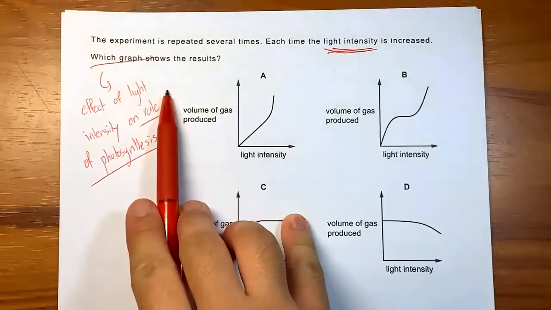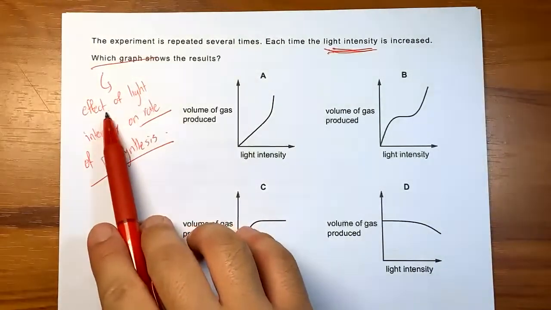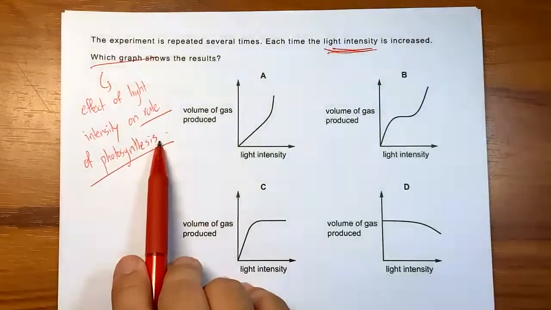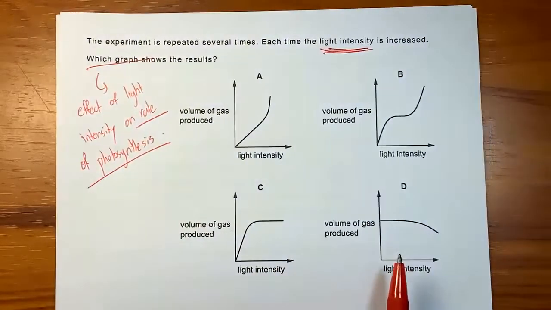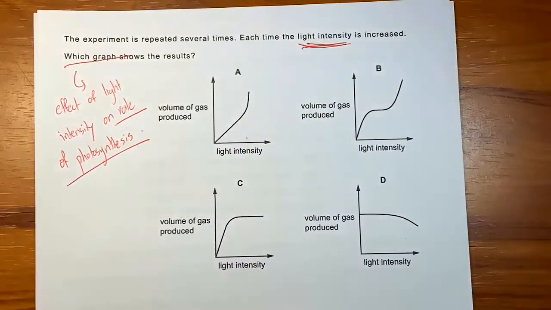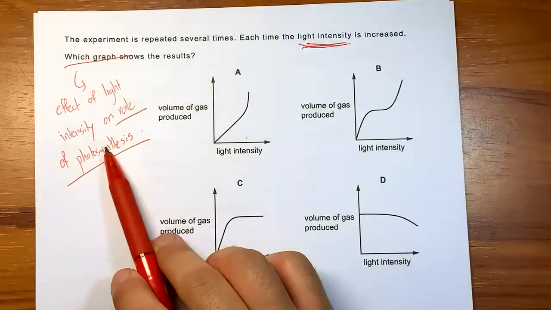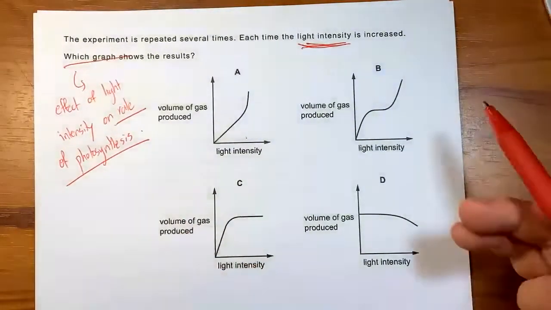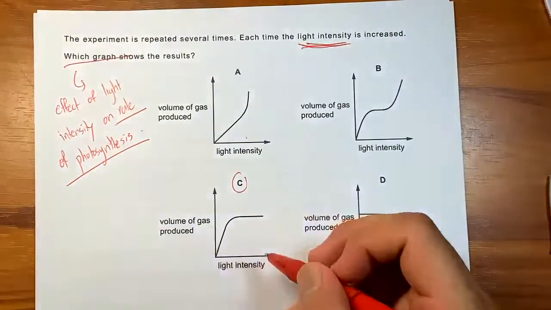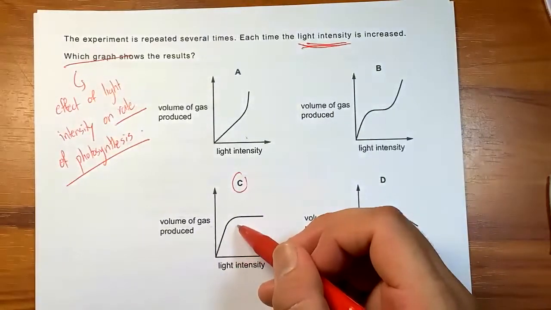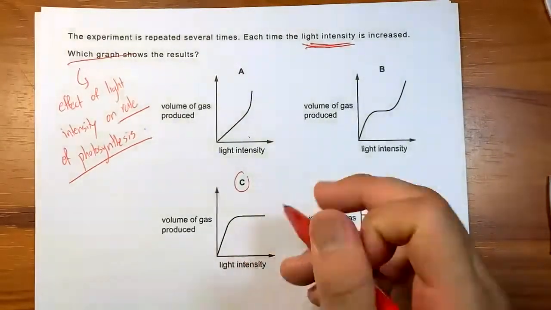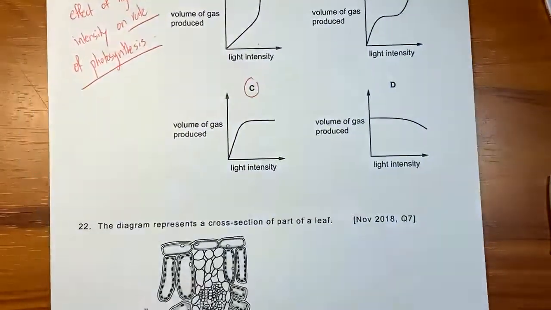So which graph shows the results? It's simply asking which of the graphs is showing you the effect of light intensity on the rate of photosynthesis, okay? And I have mentioned in the previous video that of all of these, the graph that actually fits this is actually graph C. Okay, so if you are in doubt, please rewatch the video that I posted before. Right, so next question is this.